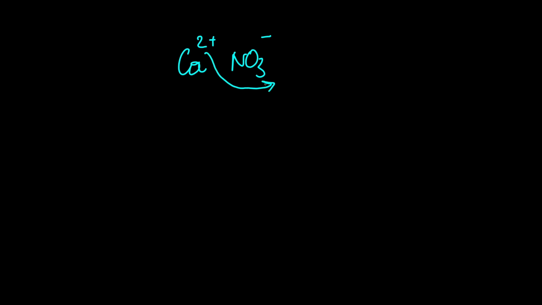Once again, we swap charges with subscripts. 2 goes towards the nitrate ion, and 1 goes towards the calcium ion. Now what we need to remember is to enclose polyatomic ions in the parentheses, and in this situation we get calcium nitrate times 2: Ca(NO3)2.